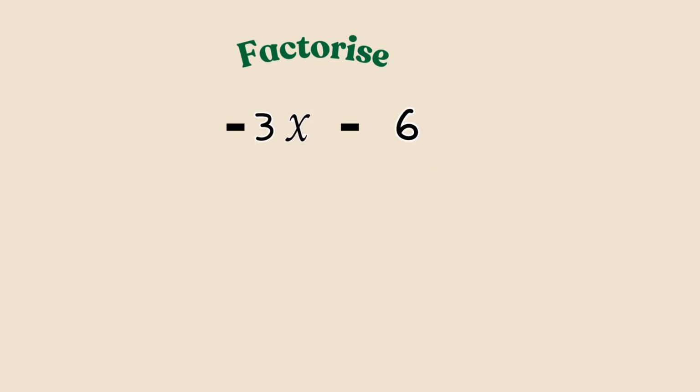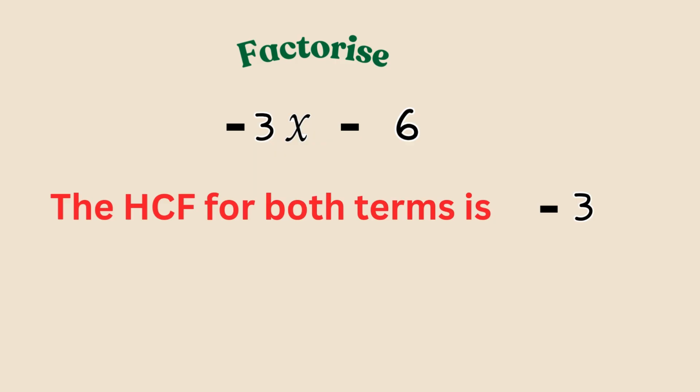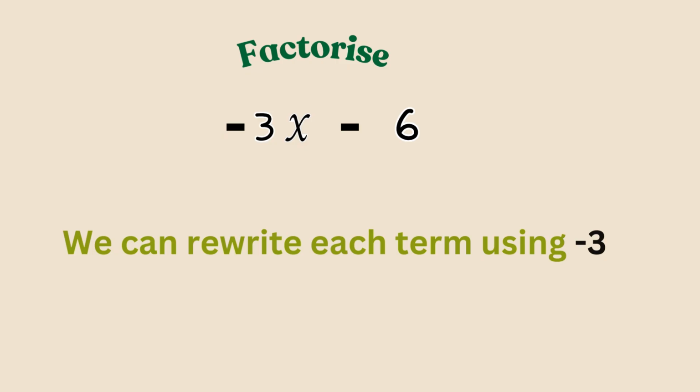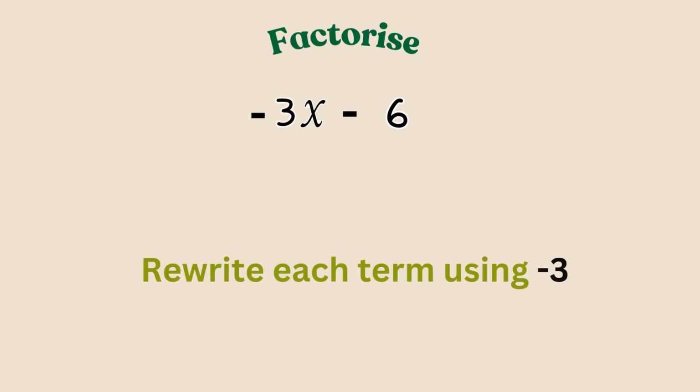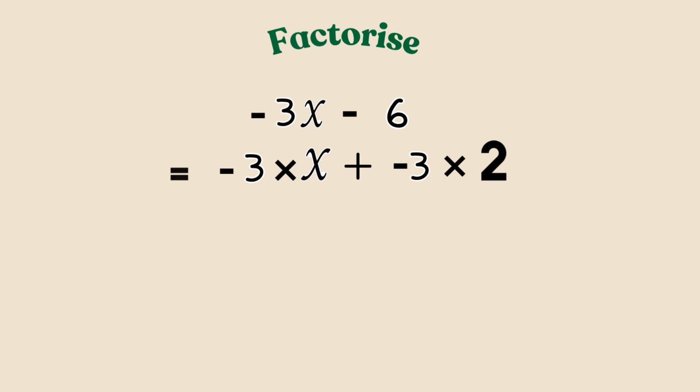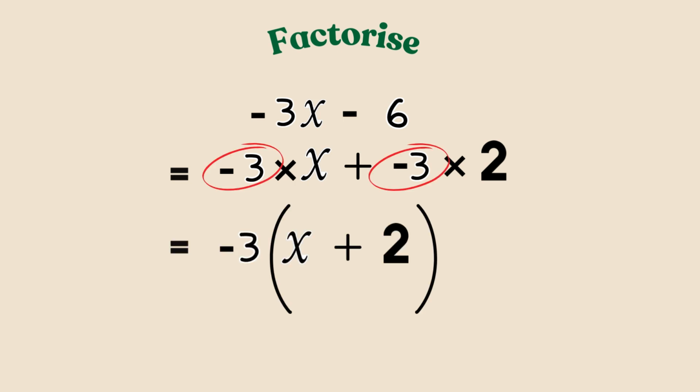Let's try negative 3x minus 6. The expression begins with a negative term, so we use negative 3 as the HCF. Hence, we need to rewrite both terms using negative 3. We can rewrite negative 3x as negative 3 times x, and rewrite negative 6 as negative 3 times 2. If we factor negative 3 from each term, we are left with x plus 2 in the brackets. Expand the brackets, you get the original expression, negative 3x minus 6.